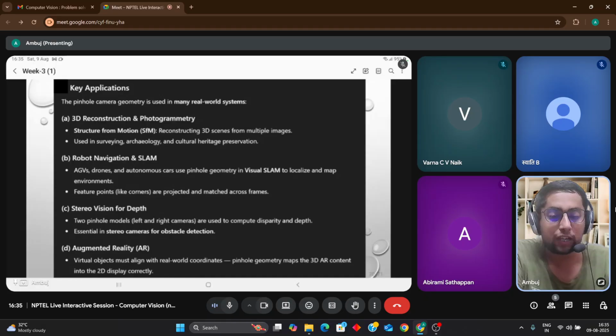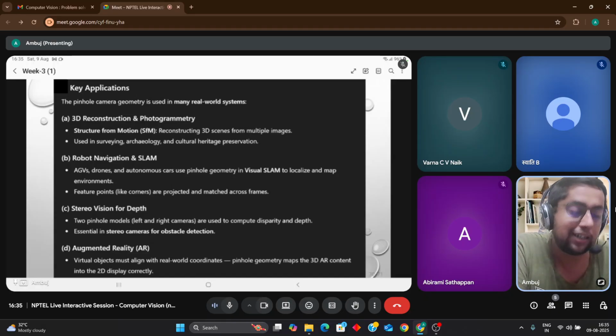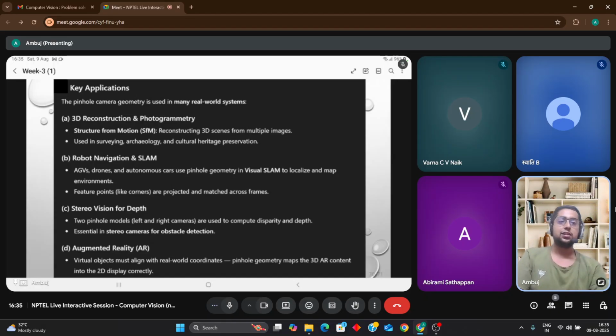The pinhole camera geometry is used in many real world systems. In case of 3D reconstruction and photogrammetry, structure from motion, reconstructing 3D scenes from multiple images, used in surveying, archaeology, and cultural heritage preservation. If you want to construct a 3D image, a 3D heritage view, then you can use these concepts regarding the pinhole camera geometry.